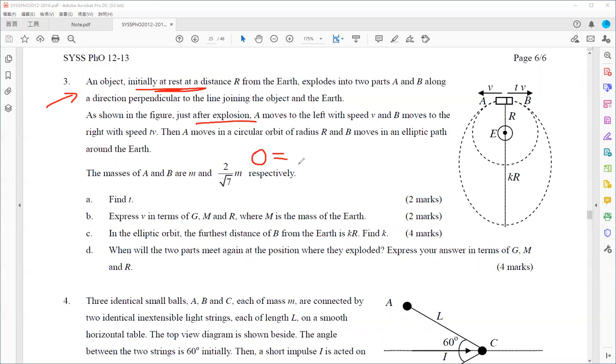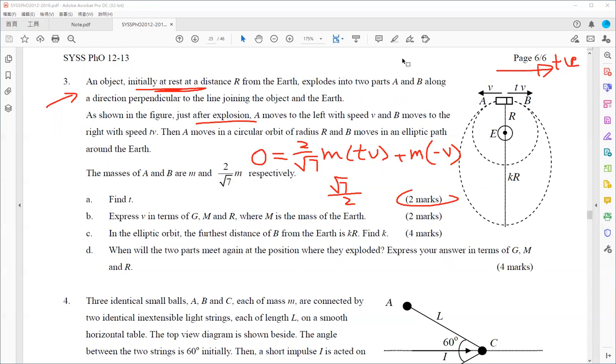Then let the velocity on the right hand side be positive. So the mass of B times its velocity, that is TV, plus the mass of A times the velocity of A. I think it's really very simple. Simply solve for T, then you can get 2 marks. Easy, very easy. Olympiad questions are always easy.